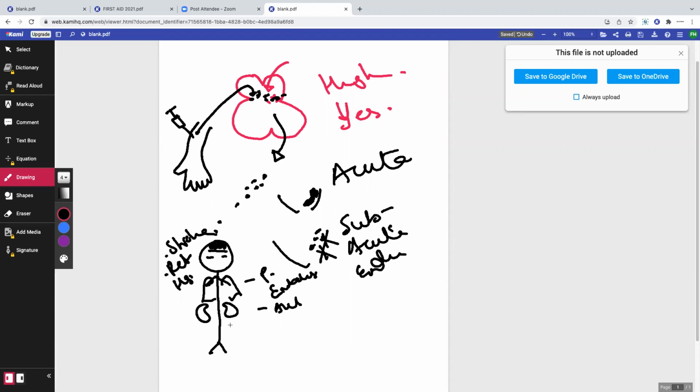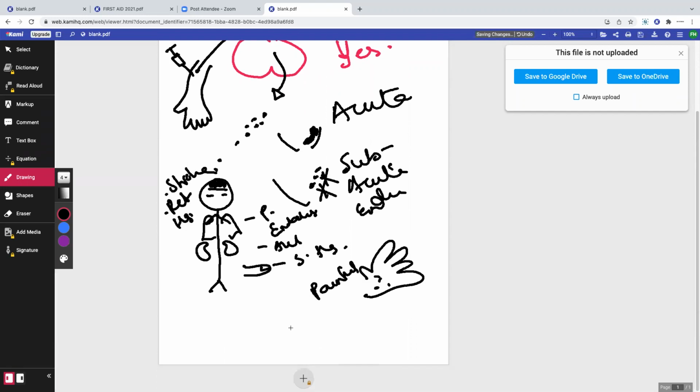The answer is yes. Can they deposit in the nails? The answer is yes, as splinter hemorrhage. Can they deposit in the palms of the hands and soles of the feet as these? The answer is yes. If it's painful, then we call them Oslers. How? Because whenever we feel pain, what do we say? We say ouch, right? So O for ouch, O for Osler.